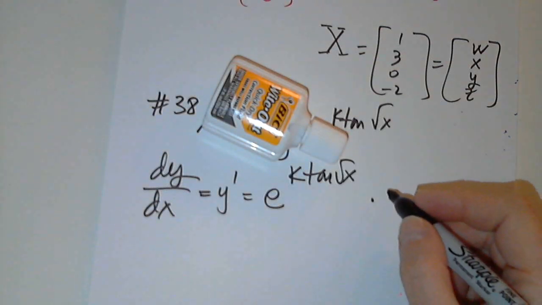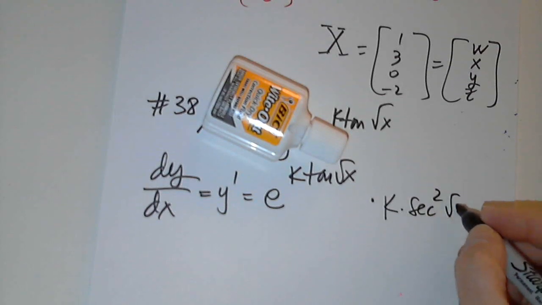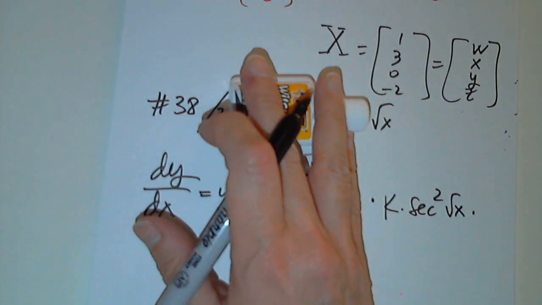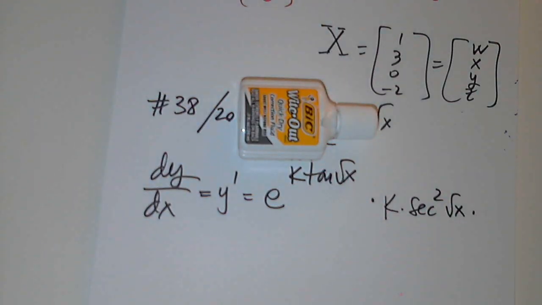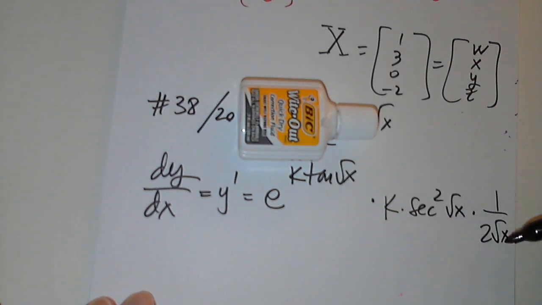So this is, yes? Secant squared. Secant squared of the square of x. And now all I have left to deal with is the square root of x. 1 over 2 root x. 1 over 2 the square of x. Please do not attempt to simplify these two.